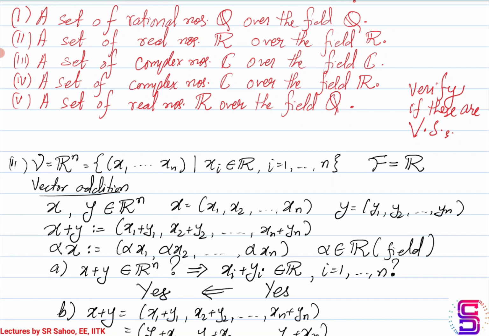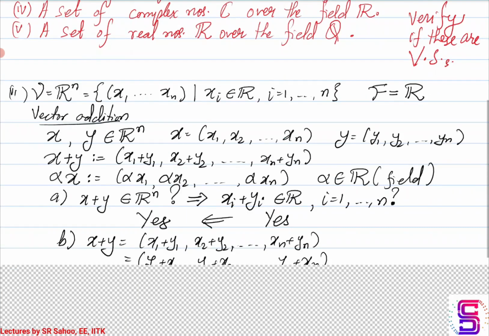That is what it indicates. Okay, so x1 till xn are the tuples of the element and each of them is going to be real. X1 till xn, all of them are real. The field that we are considering is also real. Okay, so first we can verify vector addition.